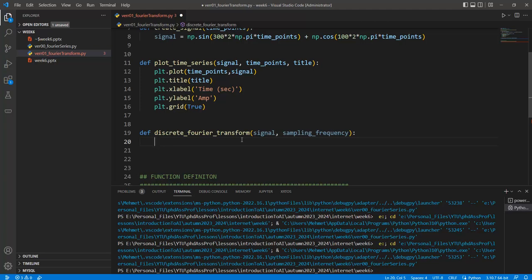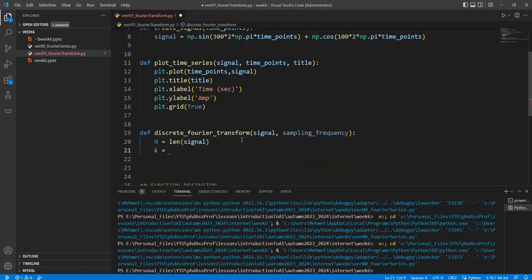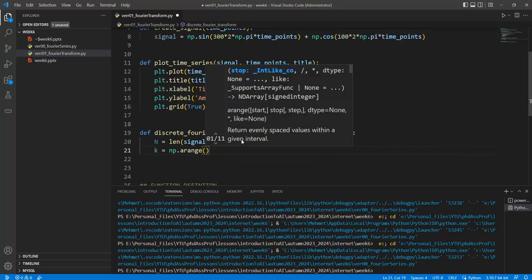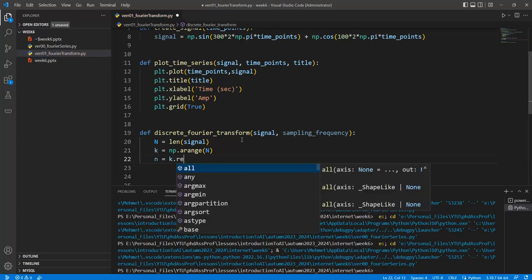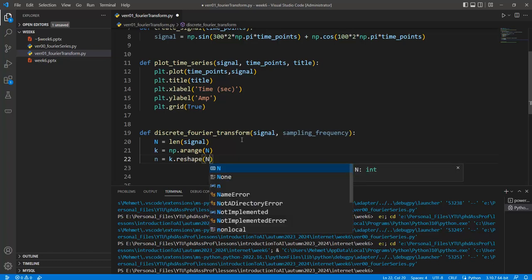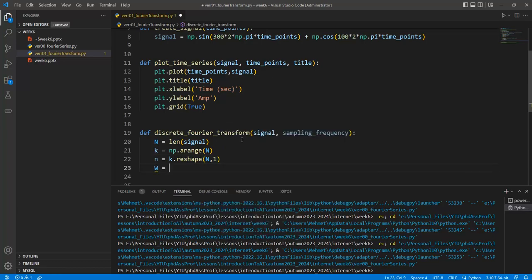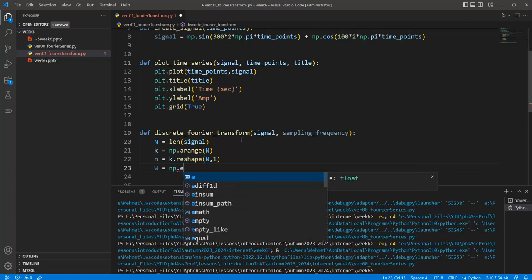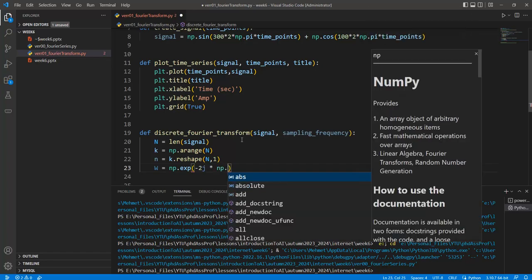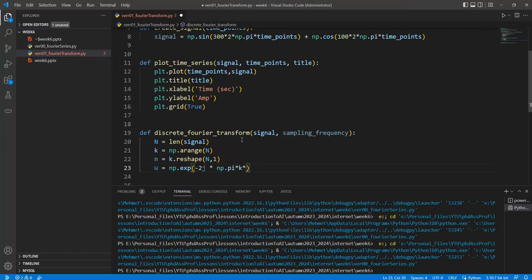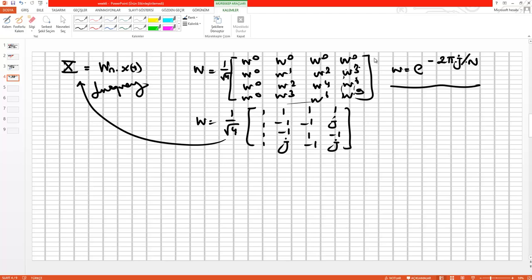Okay, N is the length of the signal, K is the np.arange with the N, and K reshape function with the N times 1 vector values in here, and W is our matrix np.exp of minus 2 j times np.pi times K times N divided by N. This is the creation of this matrix.